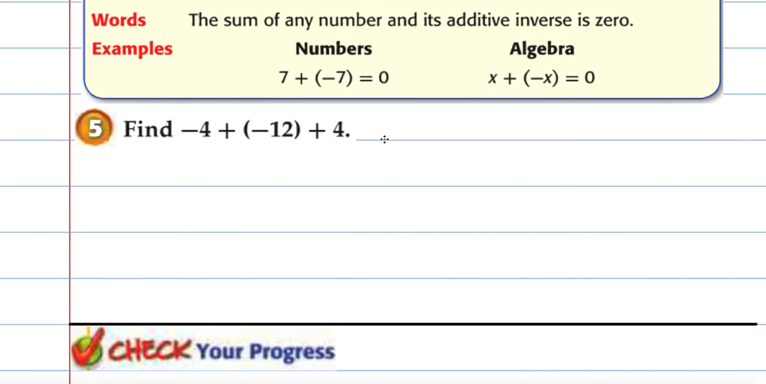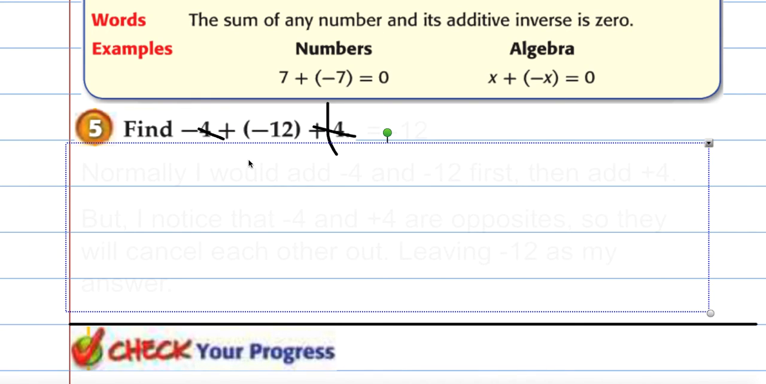So if we wanted to find -4 plus -12 plus 4, normally we would go -4 plus -12 first, and then add 4 after that. But one thing you might notice is that -4 and 4 are opposites, so they're going to cancel each other out. So then what you're left with is only that -12. I'm struggling with this mouse today. Hopefully that makes sense, though, that you're going to be left with, after you cancel those out, just that -12.